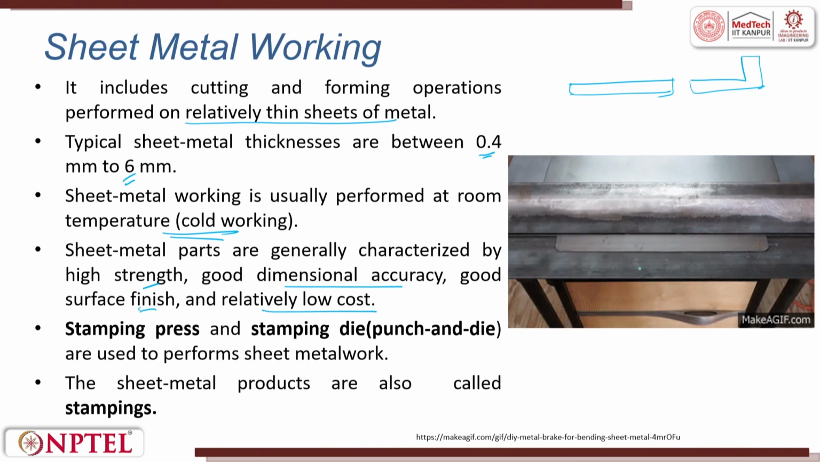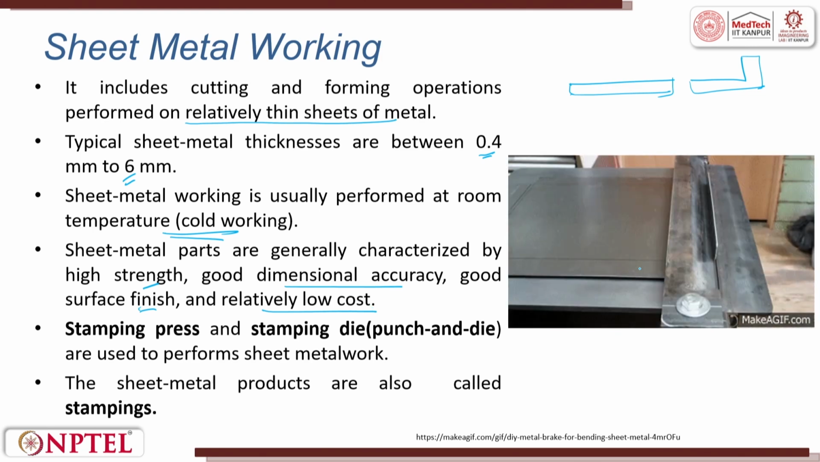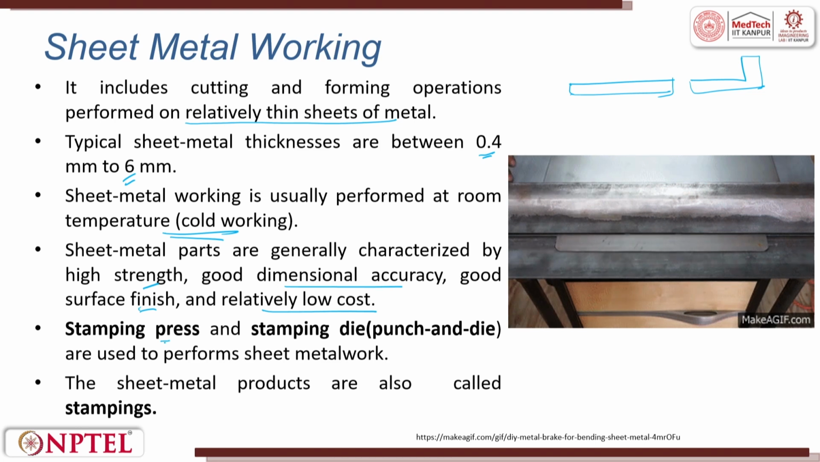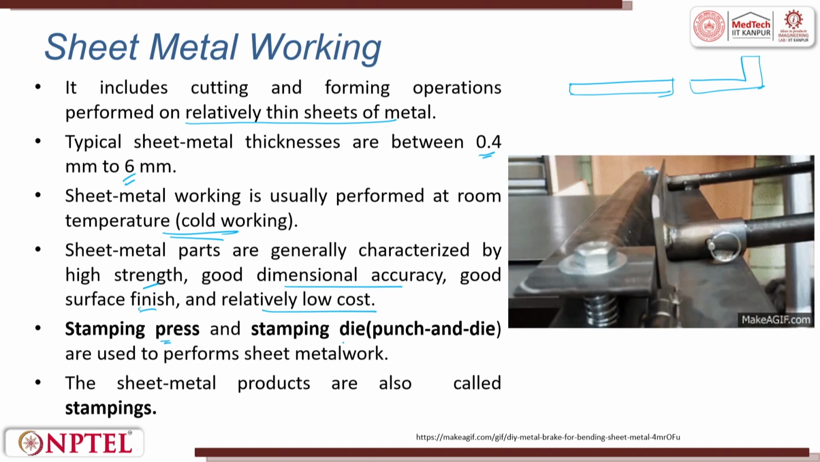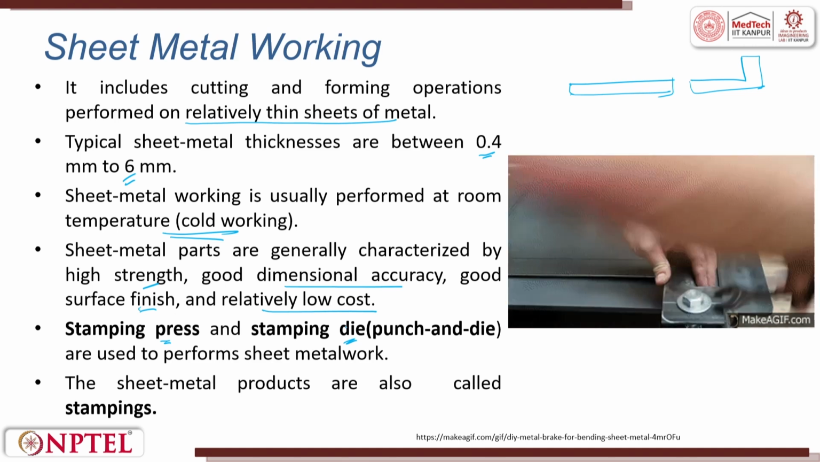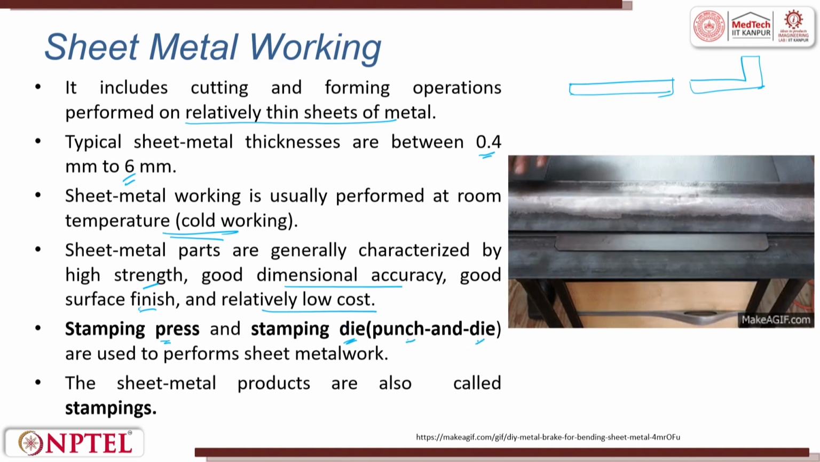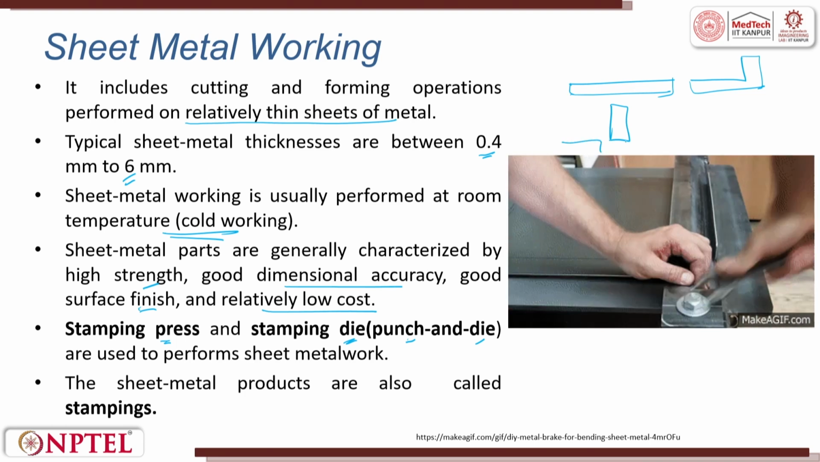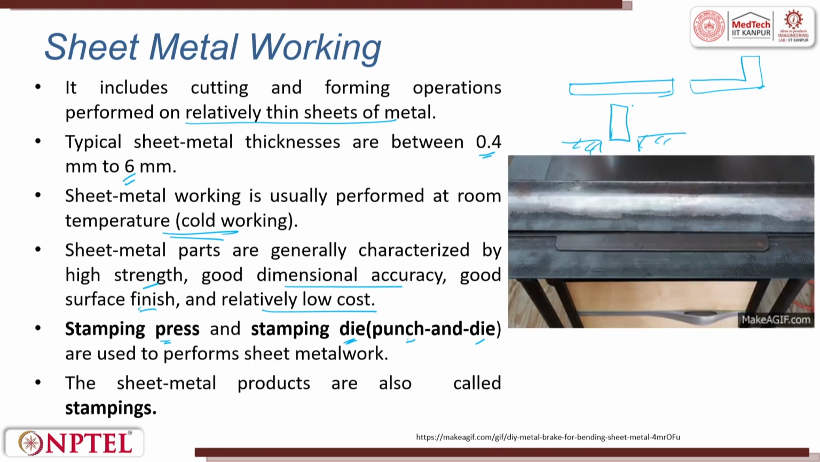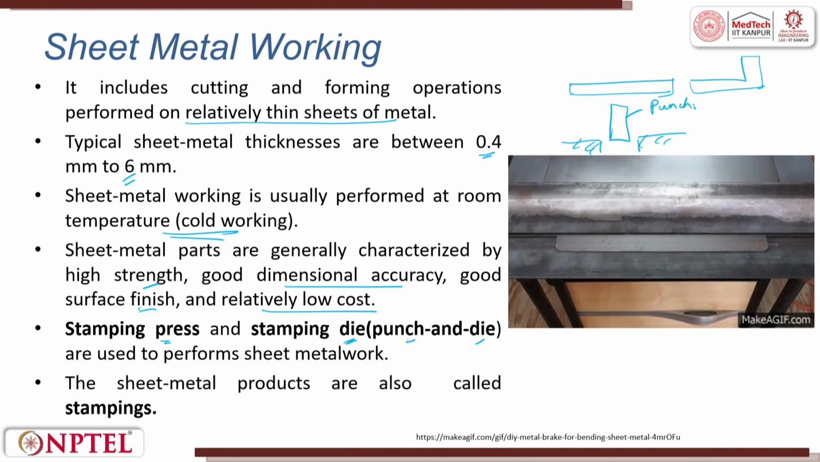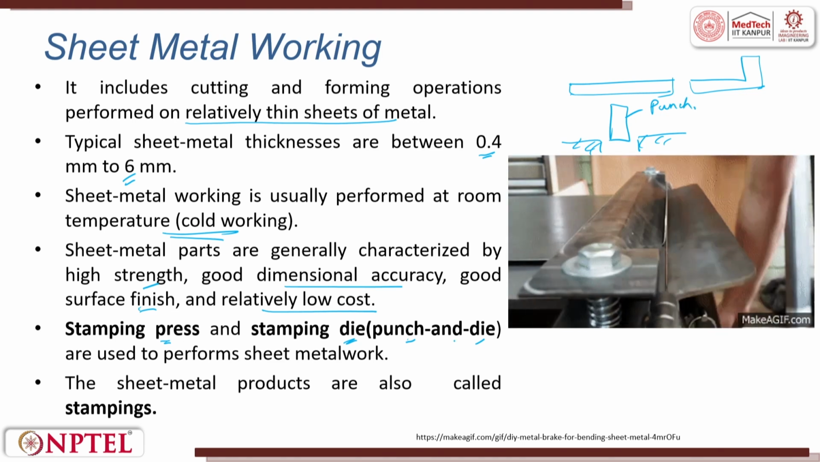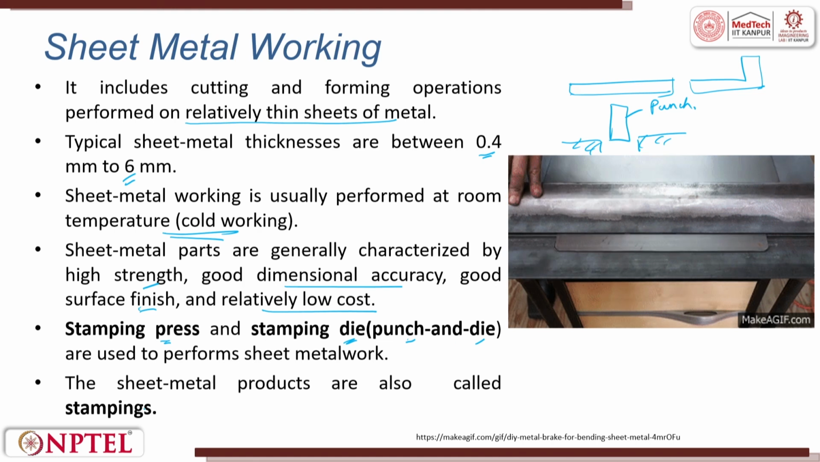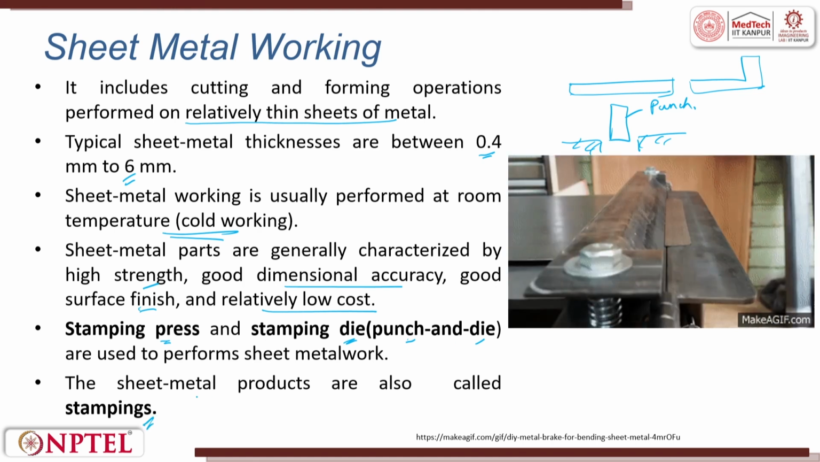So, till now we were only looking at bending. Now, let us see some new operations like stamping. The stamping is done in a press with the presence of a die. When I say die, there is a punch and a die. I hope you remember punch and a die. This is a punch. So, punch and a die are used to perform the metal forming operations. The sheet metal products are also called stamping products.